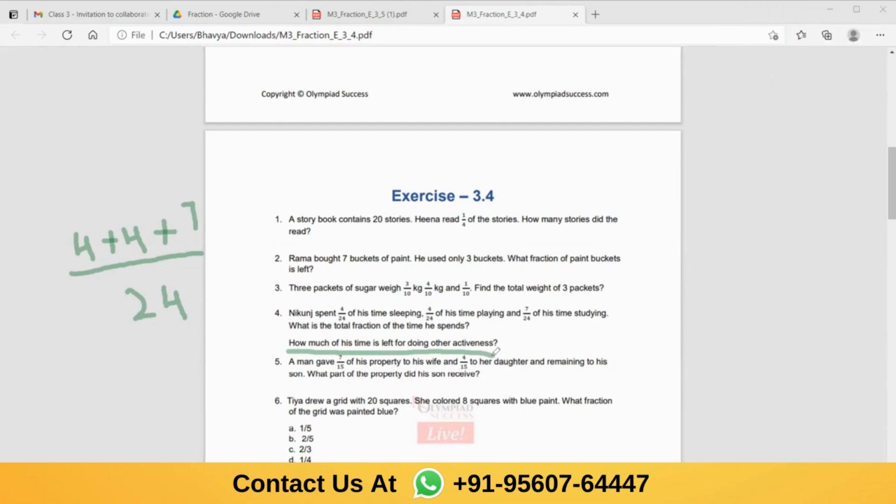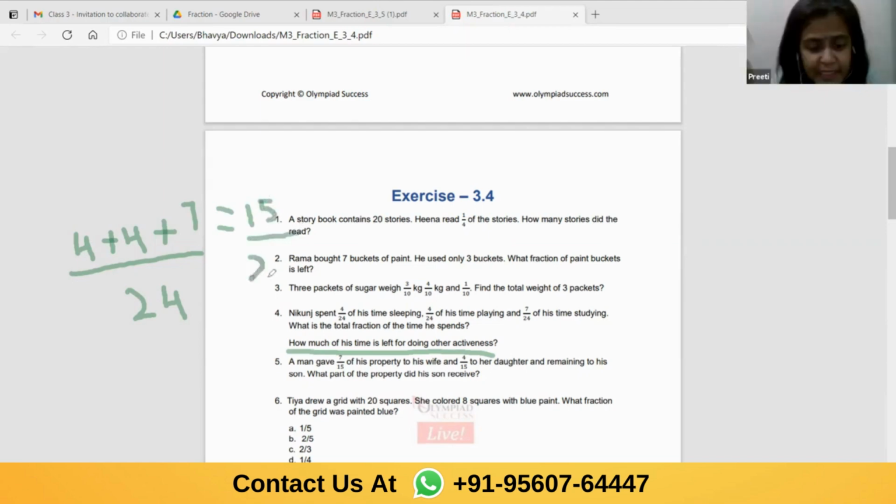Okay. So, who can help me finding the... Me. Daksh. Okay, let Daksh answer. Yes. 24 minus 15 is 9. Okay, Daksh, could you please repeat again? 24 minus 15. Excellent. He is right.